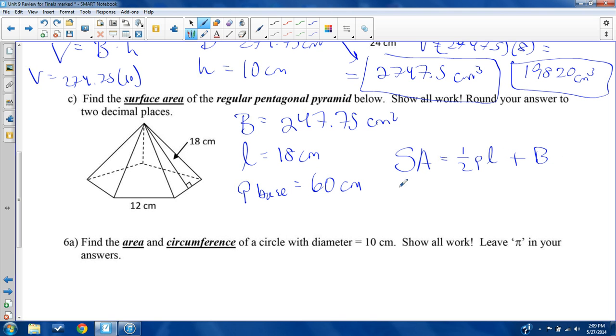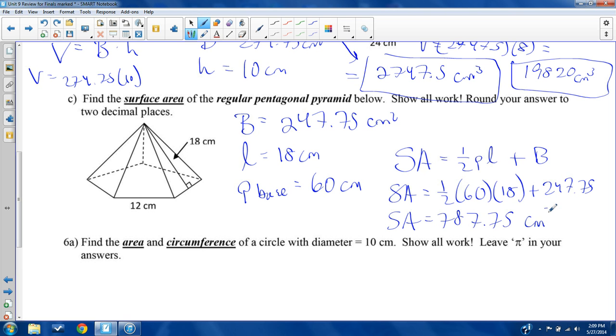We have all these numbers over here. 1/2 of 60 times 18 plus 247.75. So let's see what we get. I get 787.75 square centimeters. Okay, so that was the surface area. They underline it for you.